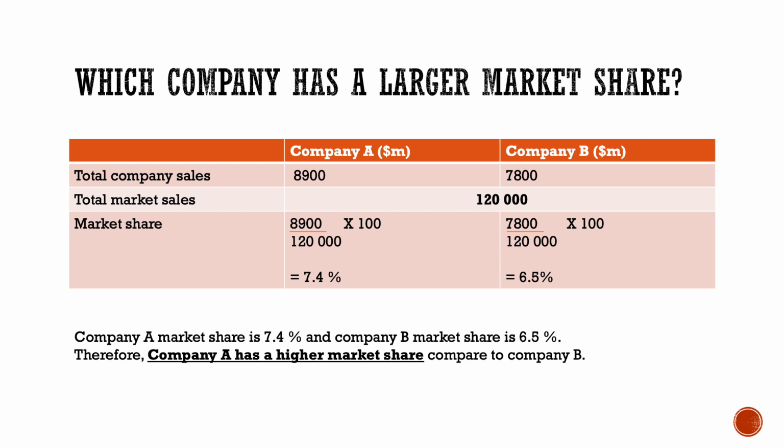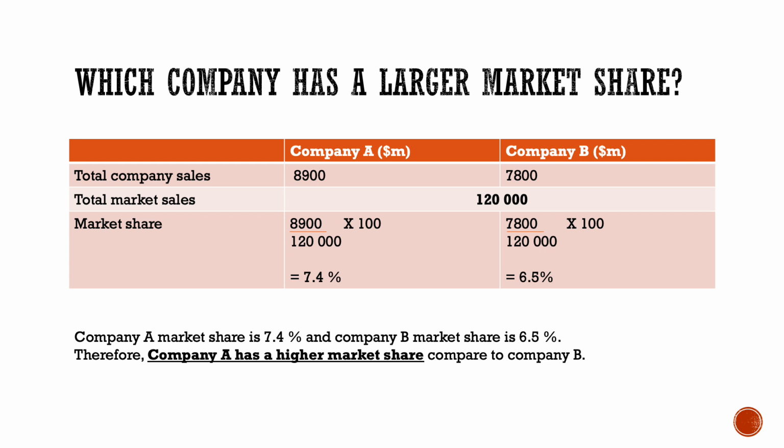Let us now have a look at this example. Which company has a larger market share? Here we have two companies, company A and company B. We are assuming that they are operating in the same market. The total company sales for company A is 8,900 and for company B it is 7,800. All these figures are in million dollars. The total market sales is $120 million.